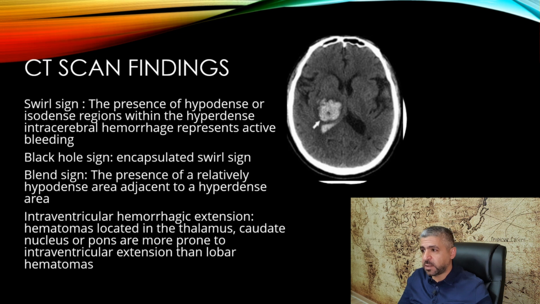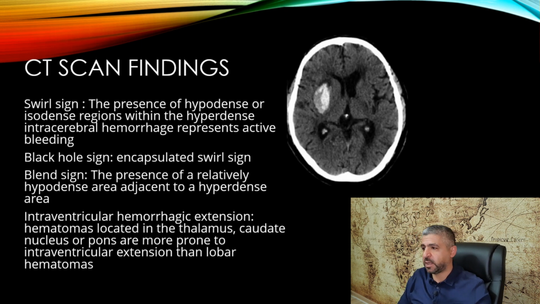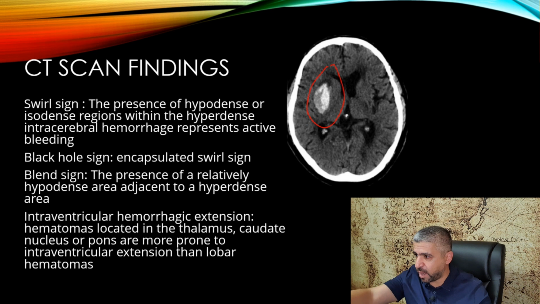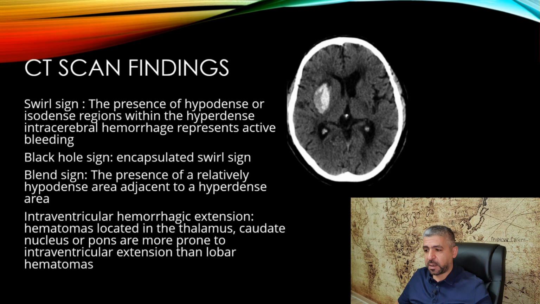When the swirl sign is encapsulated, when this swirl sign is well defined and the surrounding edema is very obvious, it's called the black hole sign. Okay, black hole sign is the swirl sign, but encapsulated. We have what's called the blend sign. Blend sign is the presence of a relatively hypodense area adjacent to a hyperdense area. Like here, you can see within the hematoma itself, there is a hyperdense area and a hypodense area. So this is called the blend sign. It's the presence of a hypodense area adjacent to the hyperdense area.